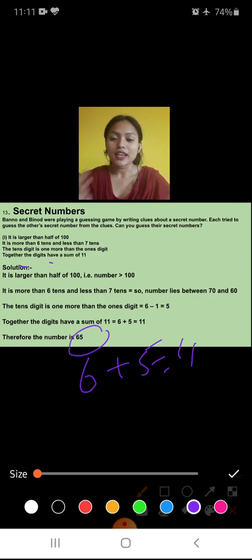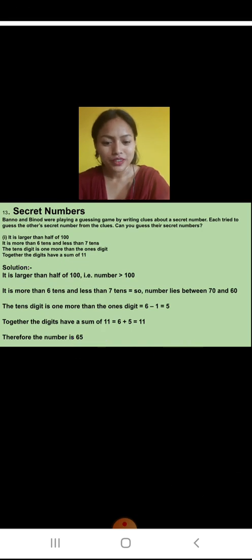You can see it is greater than half of 100. It is between 60 and 70. Yes or no? Its sum is also 11. So the secret number, the hidden number, is 65. Now one more is there.